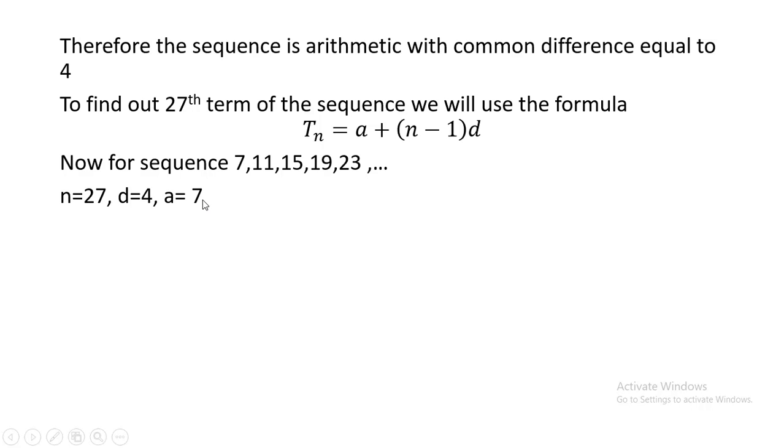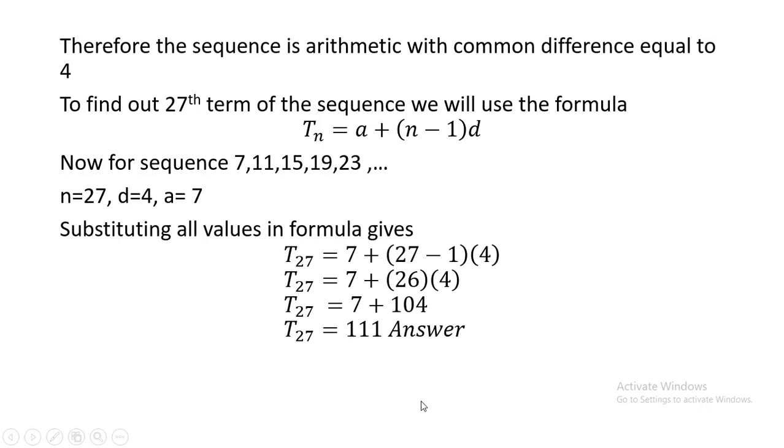Now what I'm going to do is substitute all the values that I have calculated, or written out here, into my formula. t of 27 is equal to 7 plus (27 minus 1) into 4. After some simplification, I got t of 27 is equal to 111, and this is my required answer: the 27th term of this sequence will be 111.